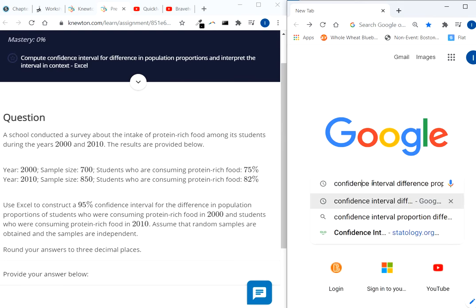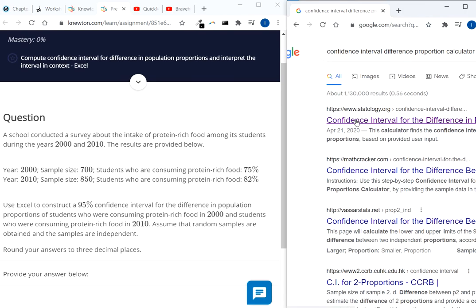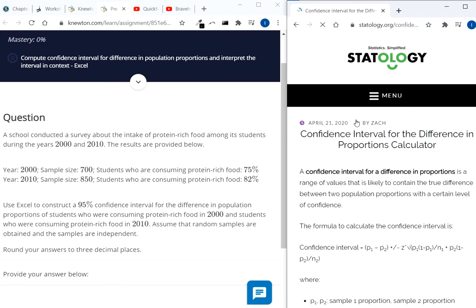So if you type in Google confidence interval difference proportion calculator, because we're trying to calculate the confidence interval for the difference in proportions, the first one that comes up is a website, statology.org. That's a great one to do it.